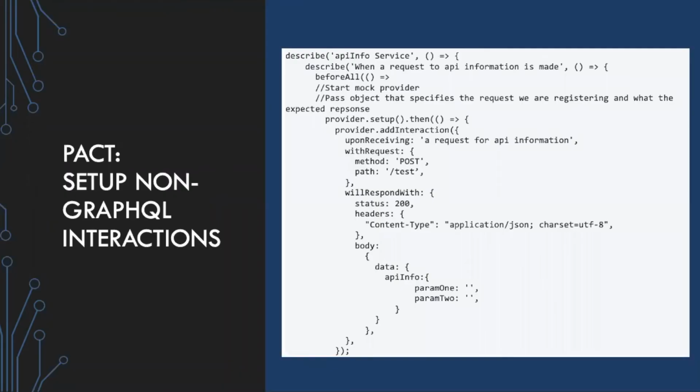So if we look at our setup for the PACT on the non-GraphQL interaction, it's very straightforward, right? We set up our expected request, then we set up our expected response within the add interaction. When looking at setting up a GraphQL interaction, it's a little different.